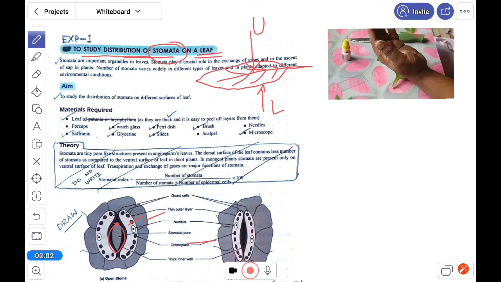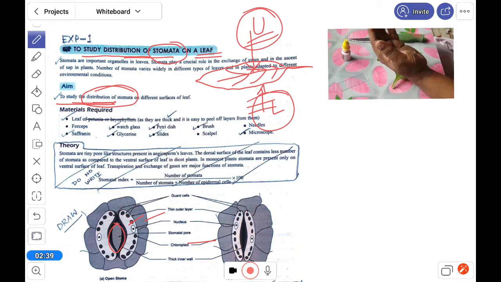So come here, how can we do it in practical. Before doing it in the laboratory, you must see this video carefully so that you can do it nicely there. Here our aim is to study the distribution of the stomata. Distribution of stomata means the number on the upper surface and the number on the lower surface. The number is numerous, so we will not count. We can just say that it is more or less.